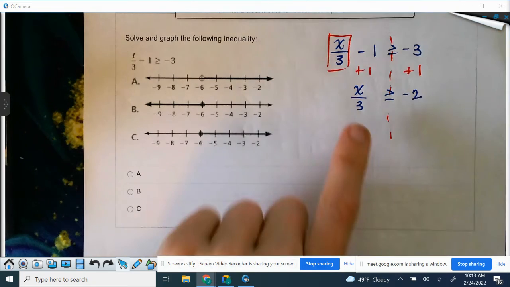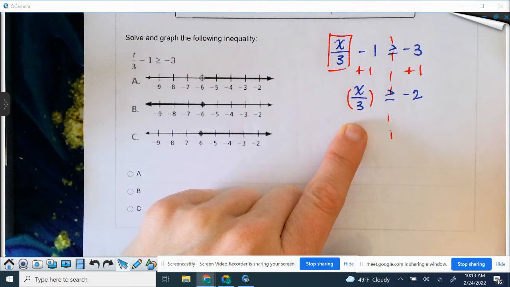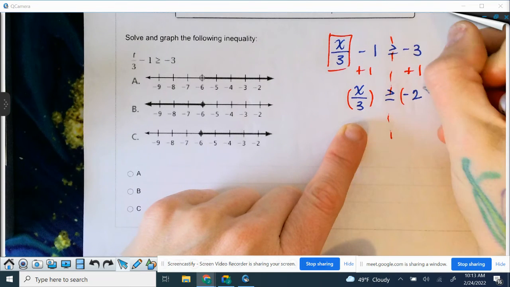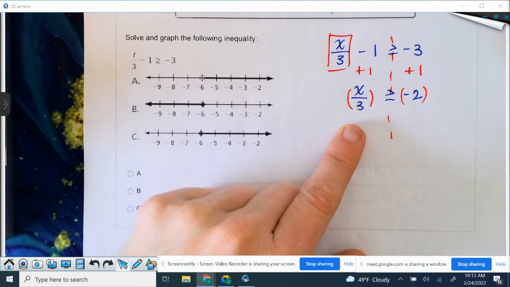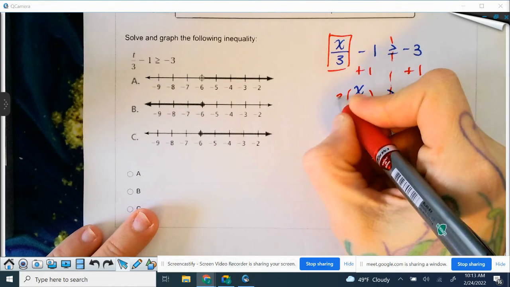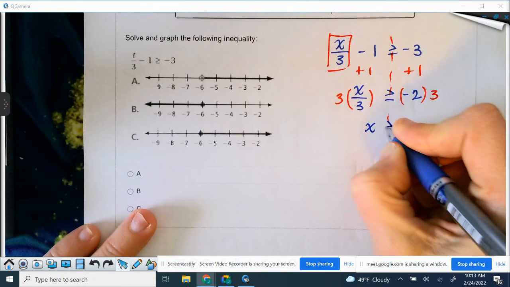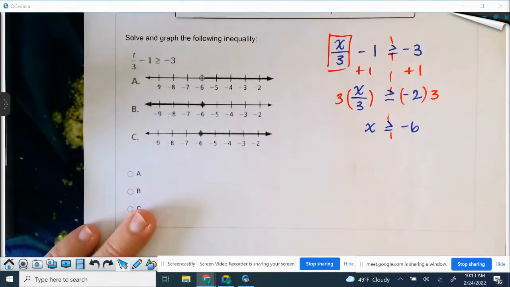The 3's on the bottom, so that's x divided by 3. Most of us have gotten used to saying x over 3, but if you change your verbiage in your head to x divided by 3, then you know the inverse of division is multiplication. So multiply by 3. So x is greater than or equal to negative 6.